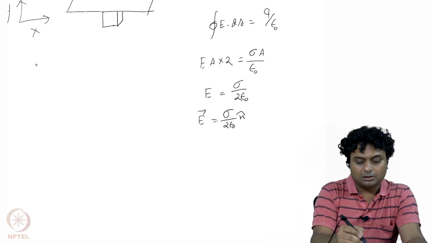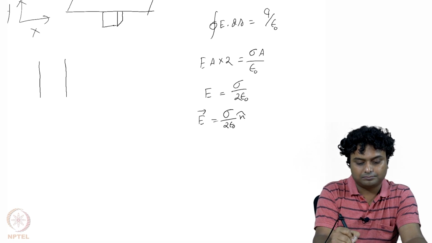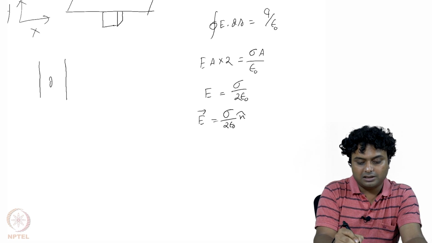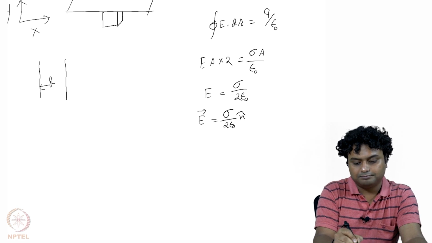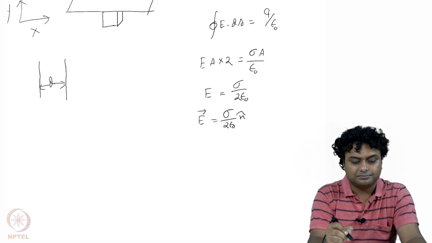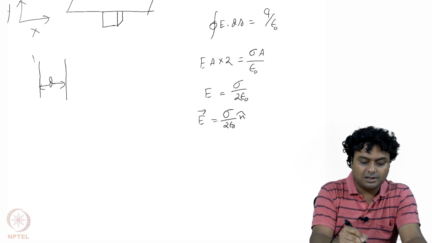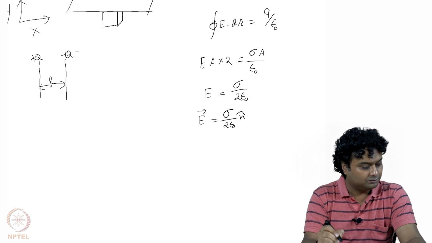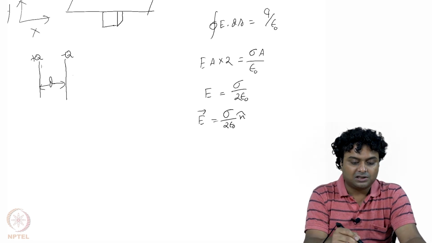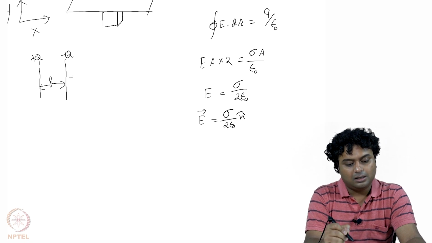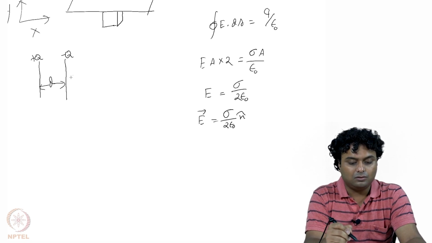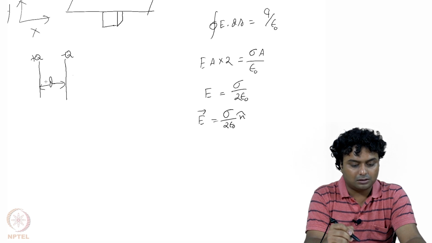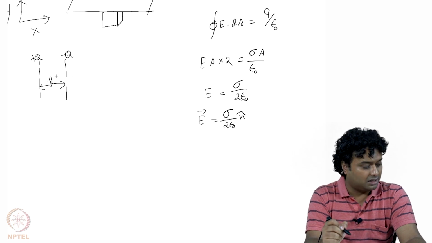Okay. Now let us consider two parallel plates, separated by a distance d, and the two plates are having charge plus q and minus q. So let us consider two parallel plates, separated by a distance d, and each plate has some charge q. One side it is positive plus q and the other side it is minus q.